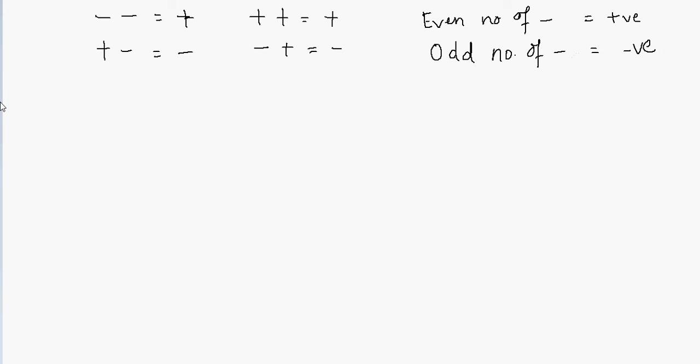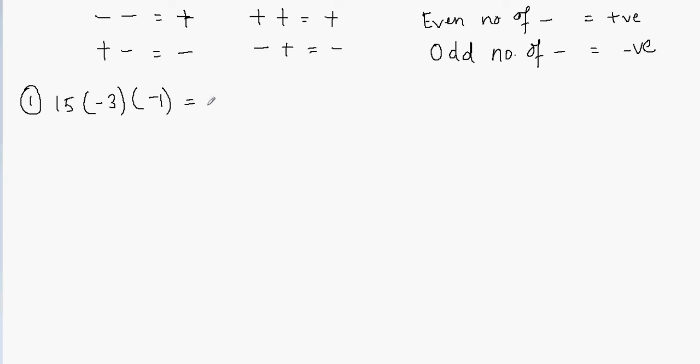So let's take a look at the first example I have here. I have 15 times negative 3 times negative 1. Now, first of all, I'll count the number of negative signs in this expression. I have one negative sign, two negative signs, and I know that 2 is an even number. So 2 is an even number, and an even number of negative signs will generate a positive result. So I know for sure that my answer will be positive.